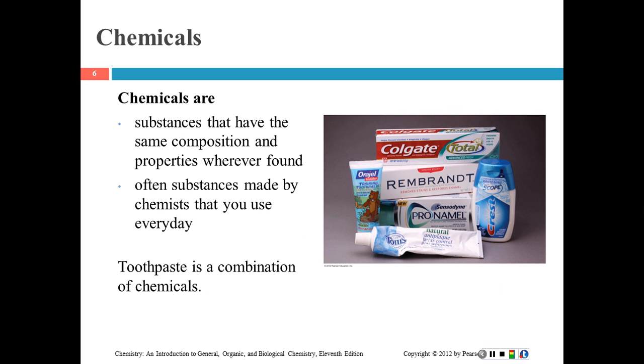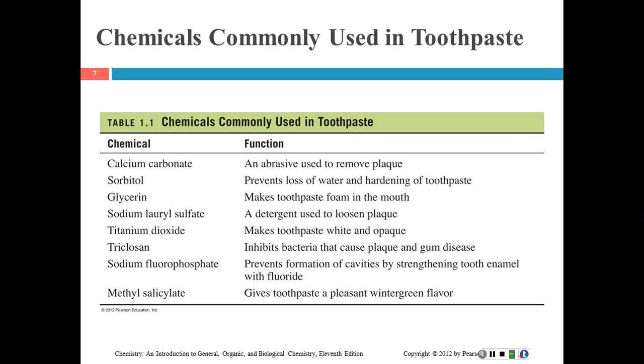Chemicals are all around us, and chemicals are basically substances that have certain properties. A lot of times they're made by chemists, or they're taken from nature and purified. Toothpaste is an example of something that contains quite a few different chemicals, unless you use natural chemicals to brush your teeth. I know my grandmother used to use baking soda, which is a little different from what we do right now.